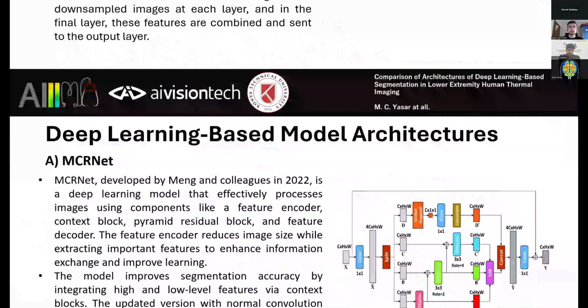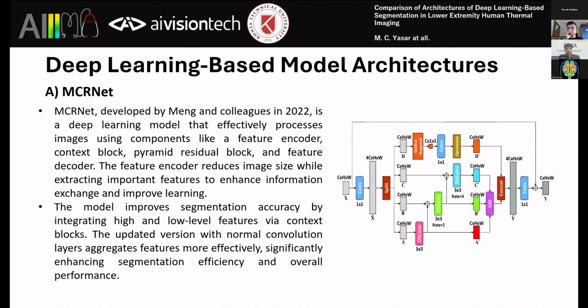Fourthly, MCRNet. This high accuracy architecture was developed for thermal image segmentation using group convolutional and selective kernel feed forward layers. However, in our customized MCRNet, selective kernel feed fusion layers were excluded and sequential convolution layers were used, which provided a 1% improvement in accuracy.